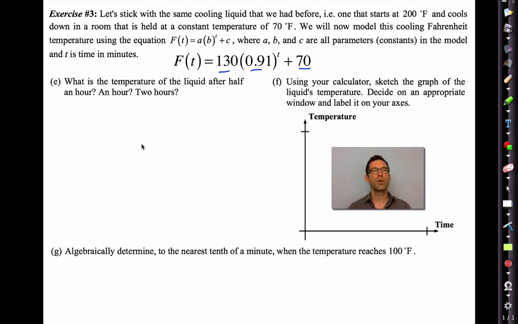Letter E says, what is the temperature of the liquid after half an hour? After an hour? After 2 hours? All right. Well, why don't you use that function to figure out each one of those temperatures? And I guess round to whatever you think is appropriate.